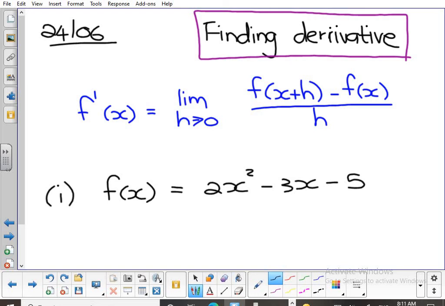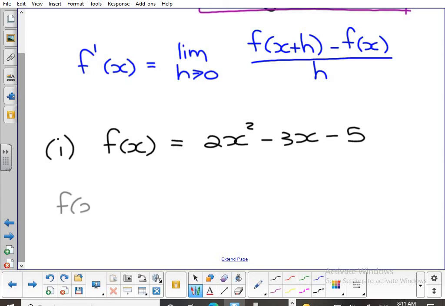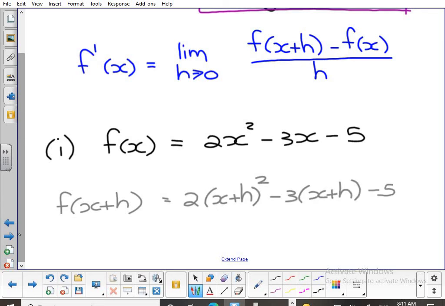So the first thing I do is find out what f of x plus h is. How do I find f of x plus h? Ladies and gentlemen, that is a straightforward substitution problem. I have f of x, correct? So if I ask for f of x plus h, everywhere there's an x, what am I going to write now? x plus h. So let's do that. I get 2 times (x plus h) squared minus 3 times (x plus h) minus 5.